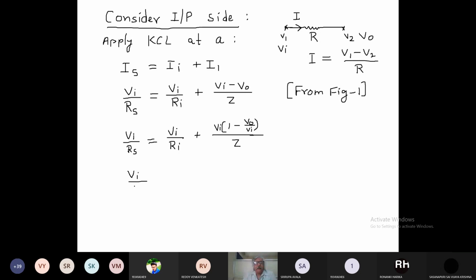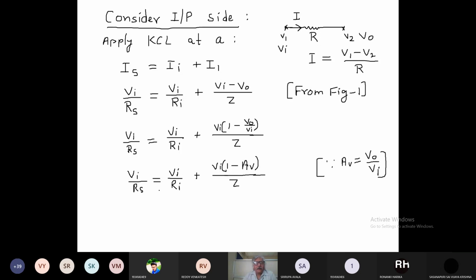So Vi by Rs is equal to Vi by Ri plus Vi times (1 minus V0 by Vi) divided by Z. Now this V0 by Vi is the voltage gain, so we will replace it by the voltage gain AV, divided by Z.